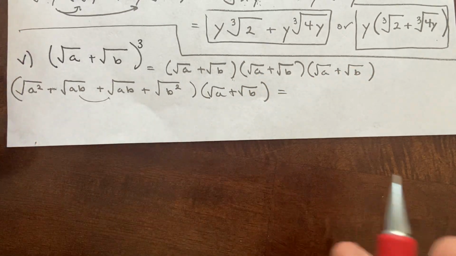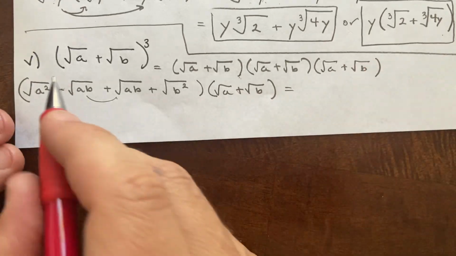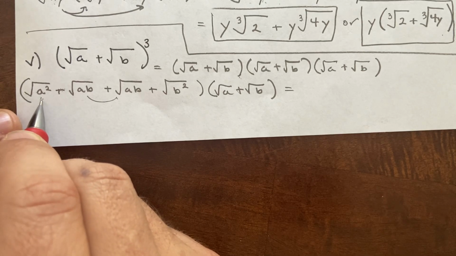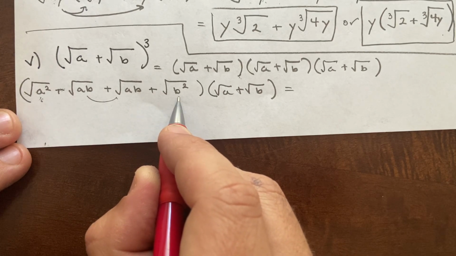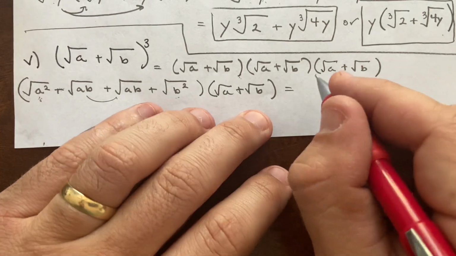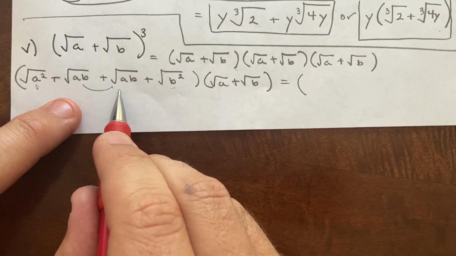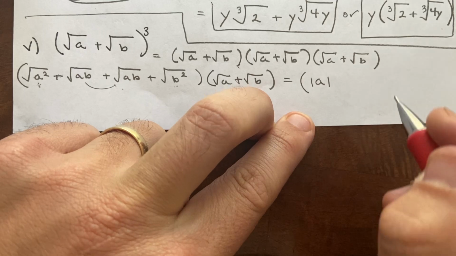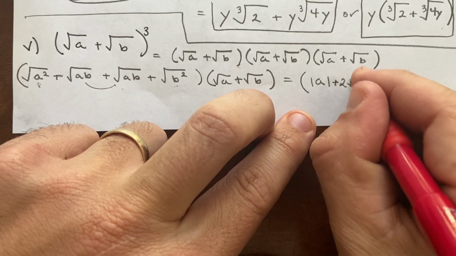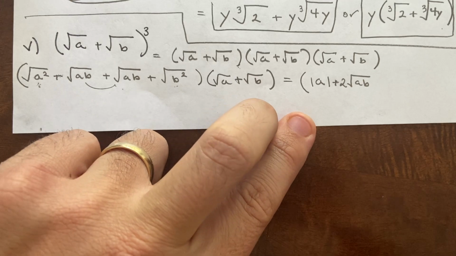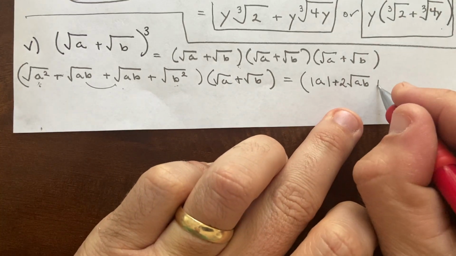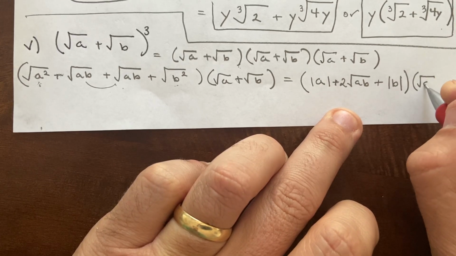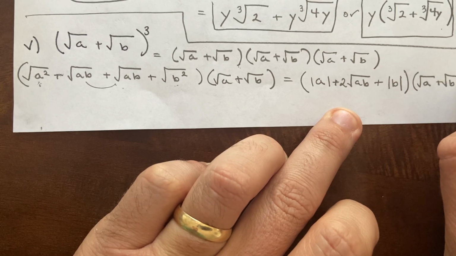So simplifying these, and also notice I have the square root of a squared, that's absolute value of a. And I have the square root of b squared, that's absolute value of b. And then adding these like terms, I have absolute value of a plus 2 root ab plus absolute value of b. And then this all needs to be multiplied by root a plus root b still.